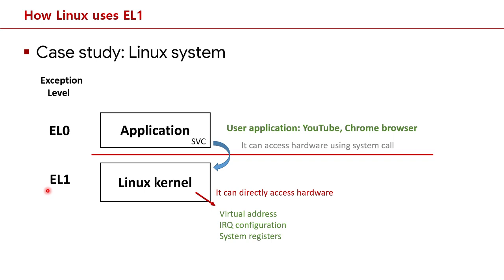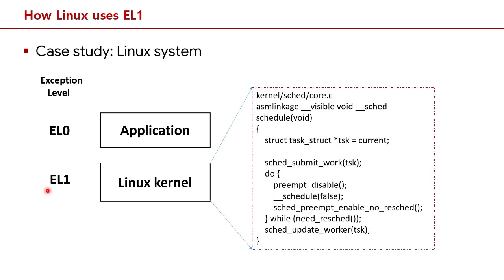Another important question is which code can be running at exception level 1. So here is an example of code that can be running at exception level 1. That is the body of the schedule function. As you know, the schedule function is the core part of the Linux operating system, the Linux kernel. That is the primary subsystem in the Linux kernel. So this is one example of code that can be running at exception level 1.